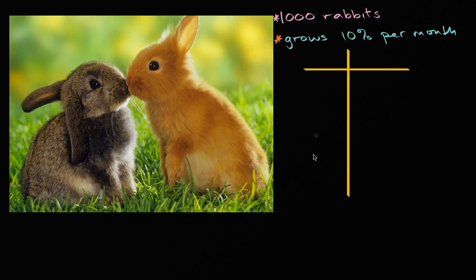And on this left column, let's just say this is the number of months that have gone by. And on the right column, let's say that this is the population. So we know from the information given to us that at 0 months, we're starting off with 1,000 rabbits. Now let's think about what's going to happen after 1 month.